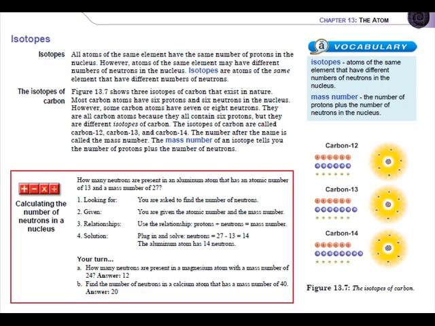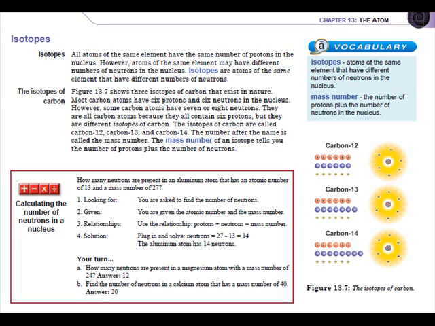Isotopes. All atoms of the same element have the same number of protons in the nucleus. However, atoms of the same element may have different numbers of neutrons in the nucleus. Isotopes are atoms of the same element that have different numbers of neutrons. Figure 13.7 shows 3 isotopes of carbon that exist in nature. Most carbon atoms have 6 protons and 6 neutrons in the nucleus. However, some carbon atoms have 7 or 8 neutrons.